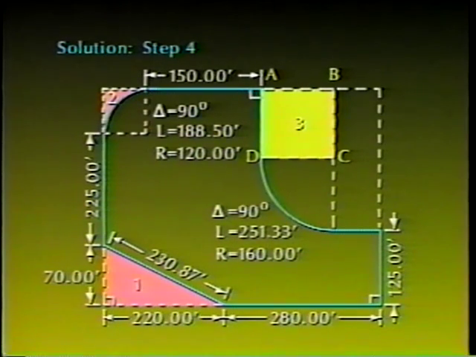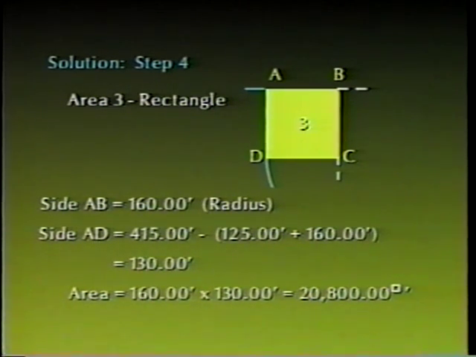Area 3 on our diagram is a rectangle designated A, B, C, and D. Here is the solution for area 3. Side AB is 160 feet long, which we get from the radius of the circle adjacent to it on the lower side. Side AD equals 415 feet minus 125 feet plus 160 feet, or 130 feet. The area of the rectangle would be then 160 feet times 130 feet, or 20,800 square feet.